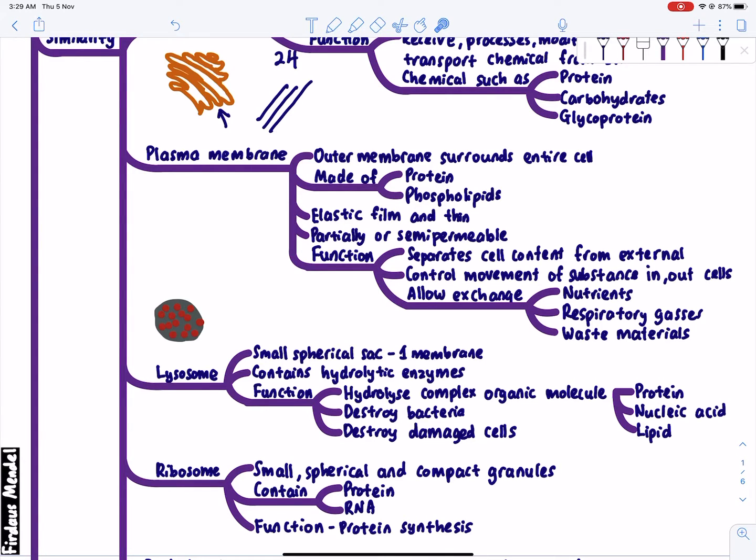They separate cell content from the external. They control the movement of substances in and out. Of course, they control what can come in and what can go out. They allow exchange of nutrients, respiratory gases, and waste material. Nutrients, for example, what? Glucose and vitamins. They allow exchange of nutrients, and certain nutrients are also produced by the cell.